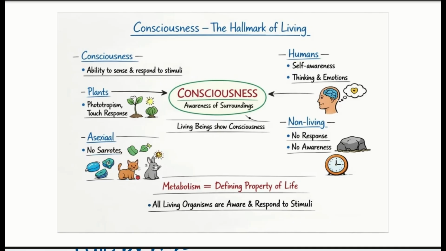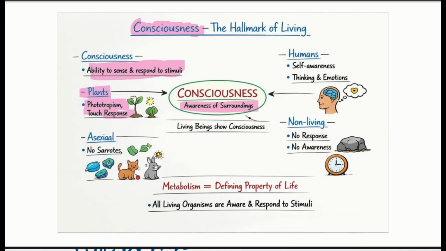Okay, now let's move to the last and very interesting characteristic, consciousness. So, what is consciousness? It is the ability to sense and respond to stimuli. Simple words, awareness of surroundings. Now, you might be surprised, even plants show consciousness. They respond to light. This is called phototropism. And they also respond to touch. Animals also show consciousness. They respond quickly to change in their surroundings.